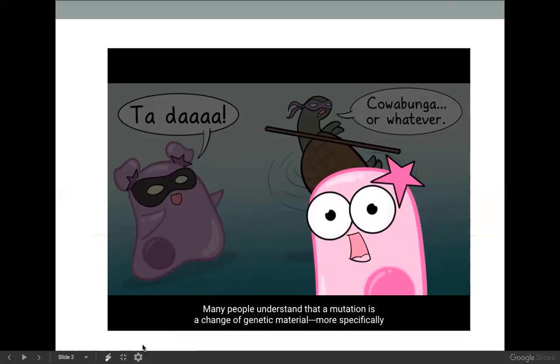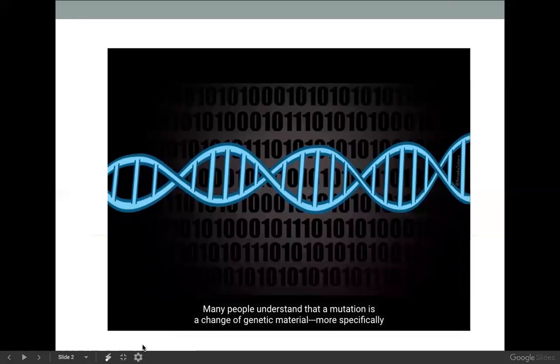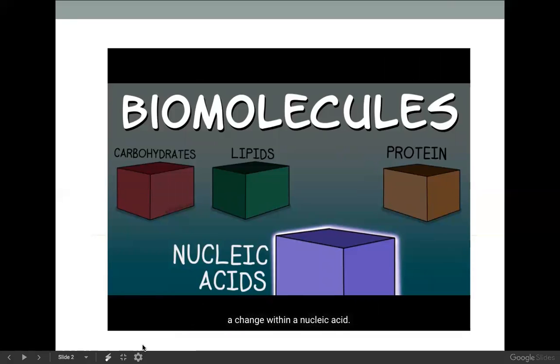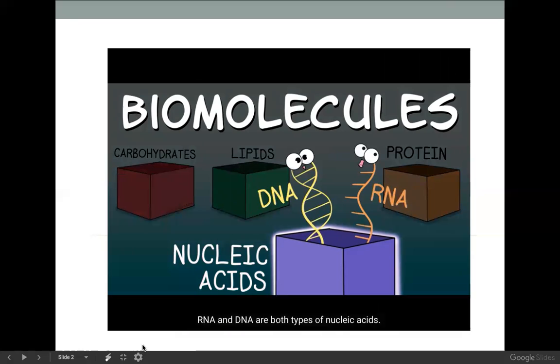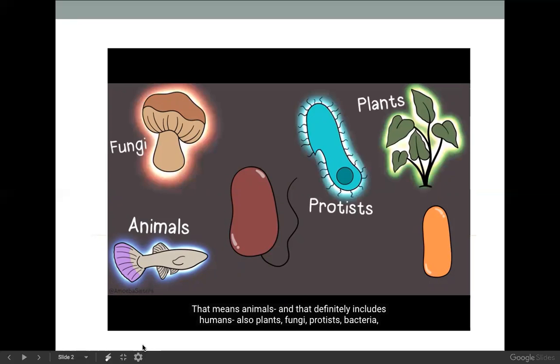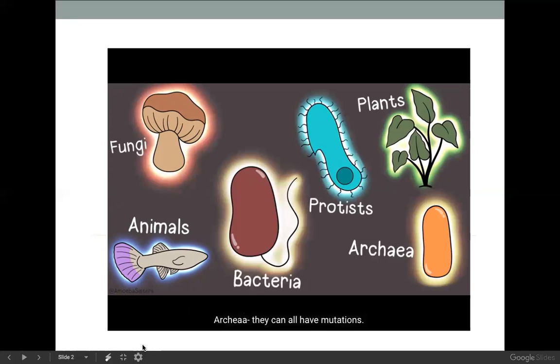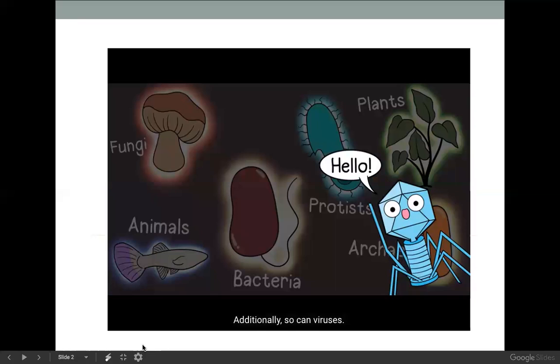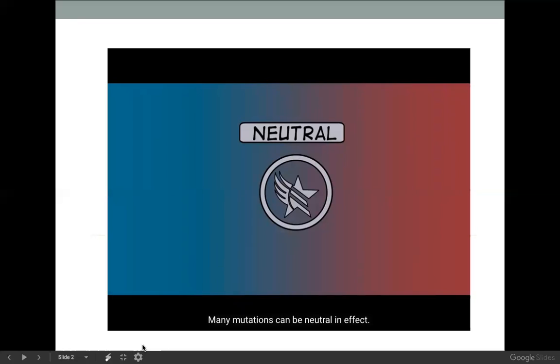Let me explain. Many people understand that a mutation is a change of genetic material, more specifically, a change within a nucleic acid. RNA and DNA are both types of nucleic acids. Therefore, anything with RNA or DNA can have a mutation. That means animals, and that definitely includes humans, also plants, fungi, protists, bacteria, archaea, they can all have mutations. Additionally, so can viruses.